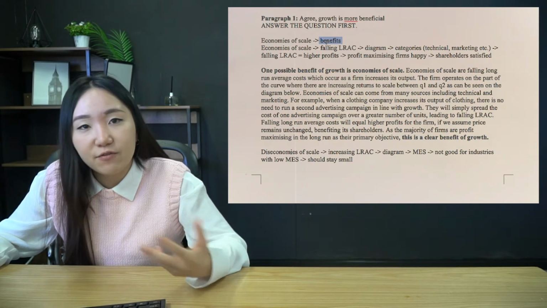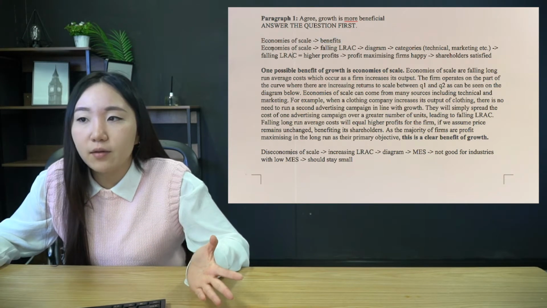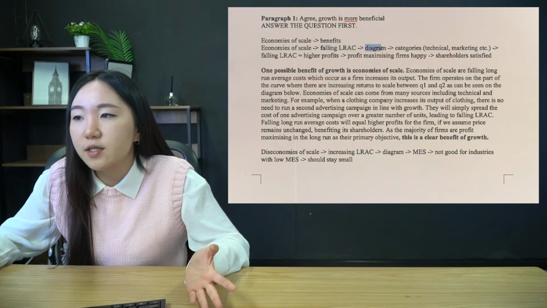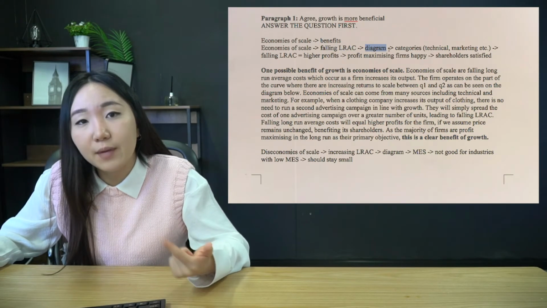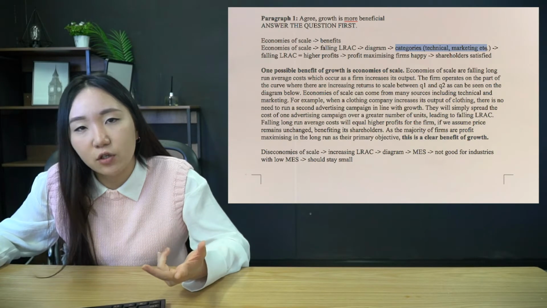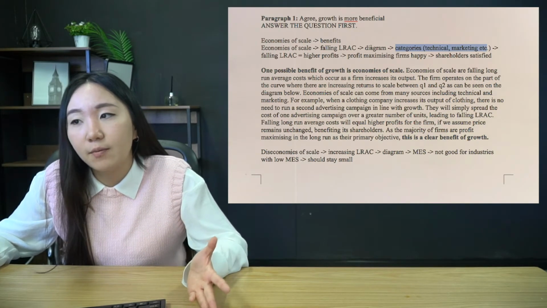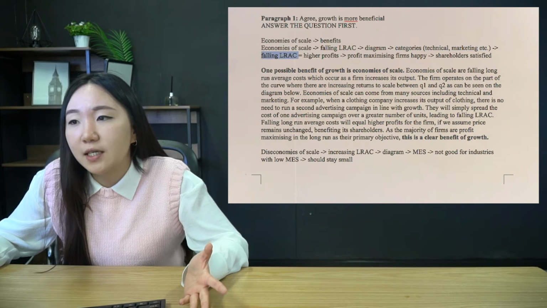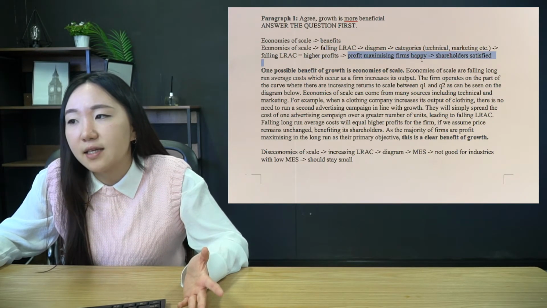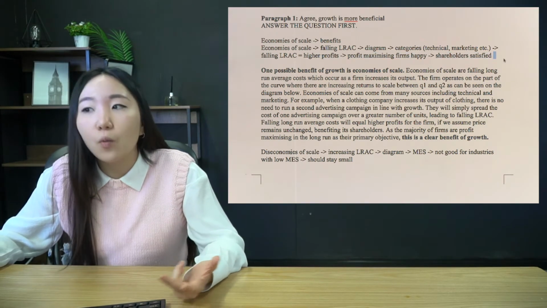Benefits is very vague, so we have to be a lot more specific about how that comes about. So I've put economies of scale, which leads to falling long run average costs. I'm then going to include a diagram and explain that diagram. I'm going to mention some categories of economies of scale and possibly expand upon that and how it actually affects long run average costs. I'm going to link that to how falling costs lead to higher profits, and who that keeps happy, and therefore who is benefiting or why that is a benefit.